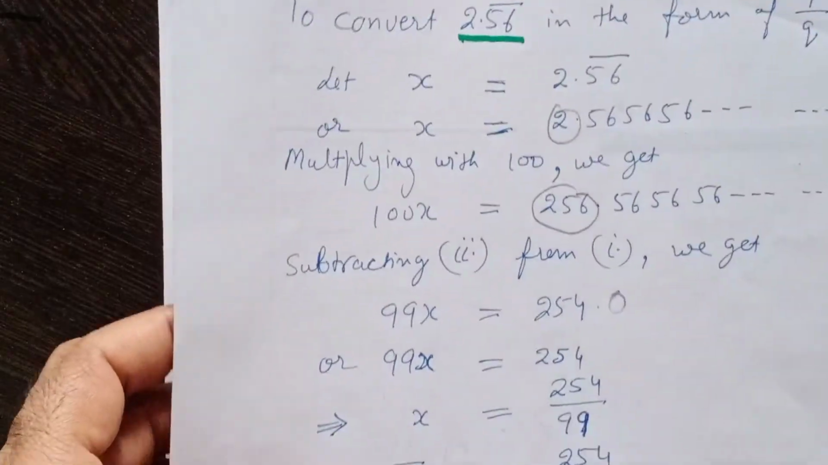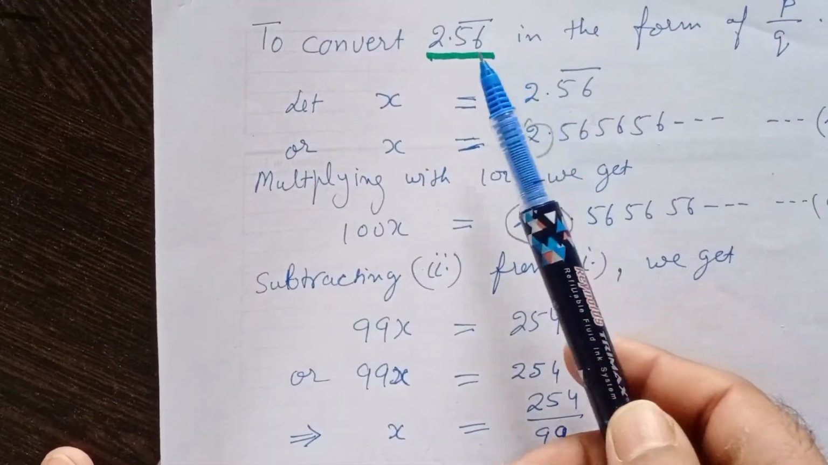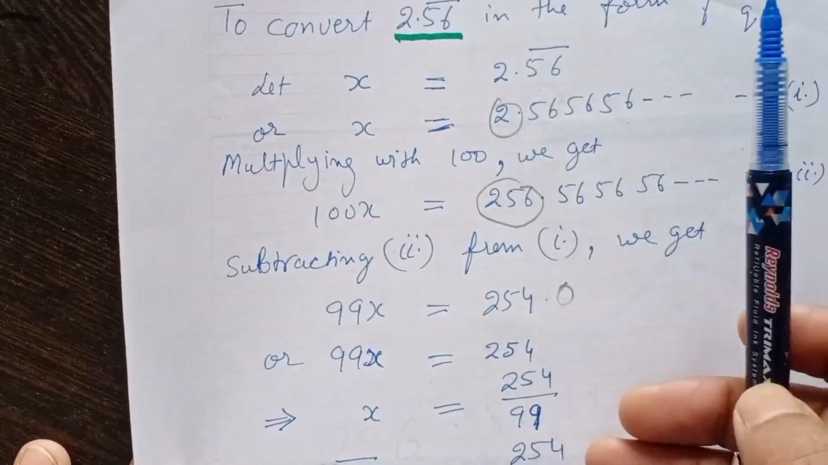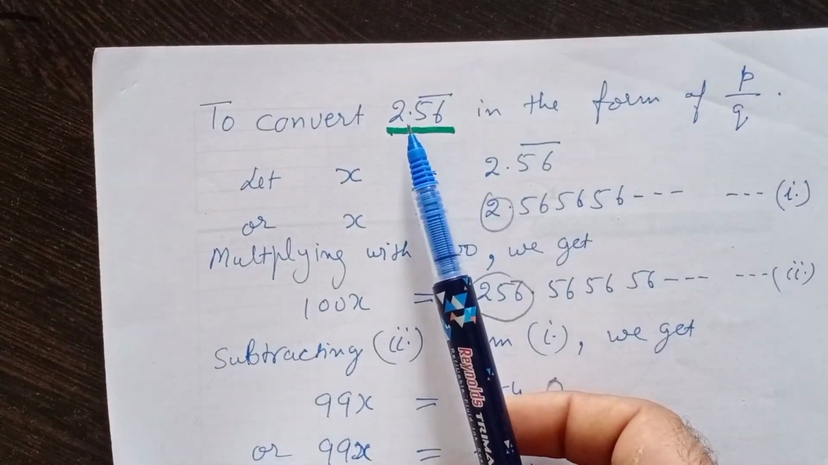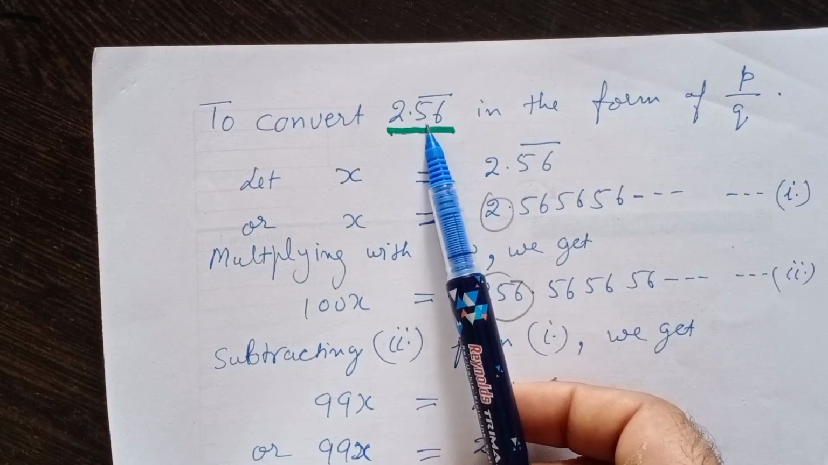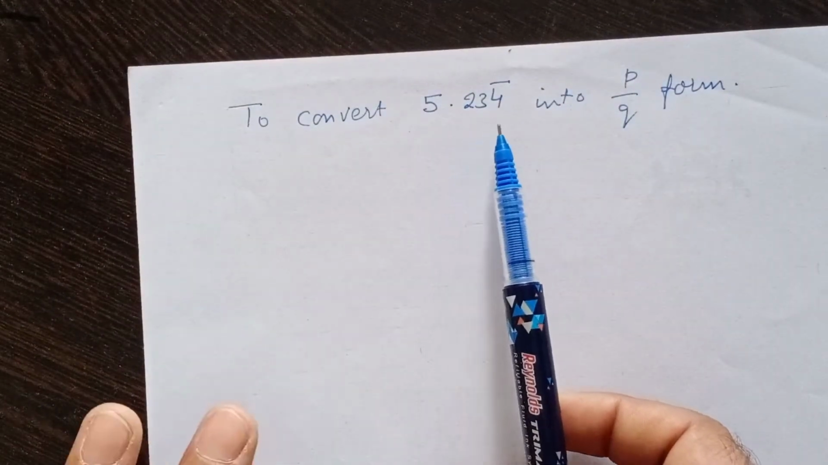So before moving further, you will convert 2-3 numbers of this type into p over q form. Before moving further, I repeat, you will convert 2-3 such numbers into p over q form. Then let us learn the next type.